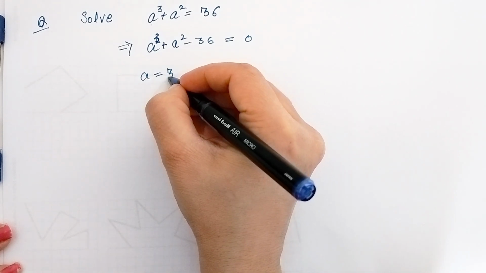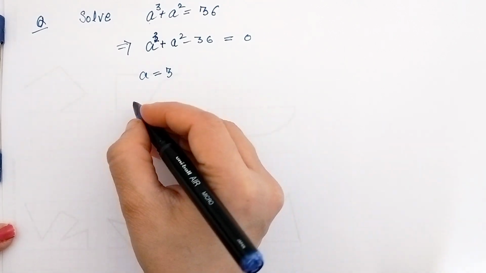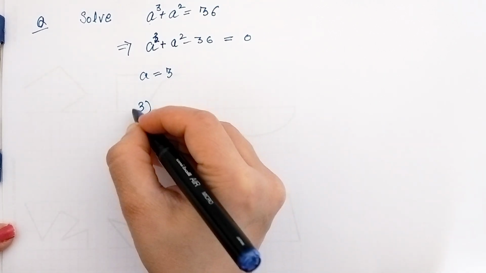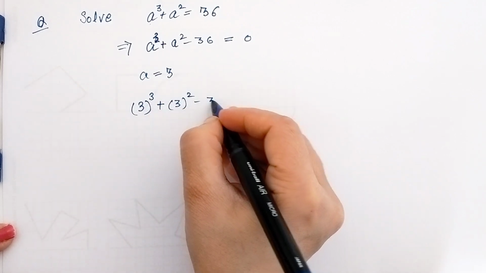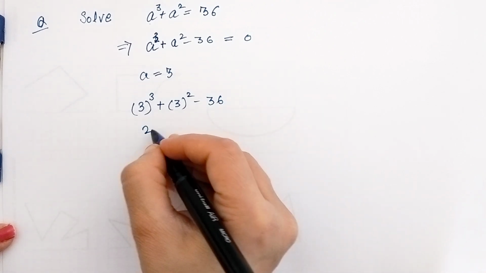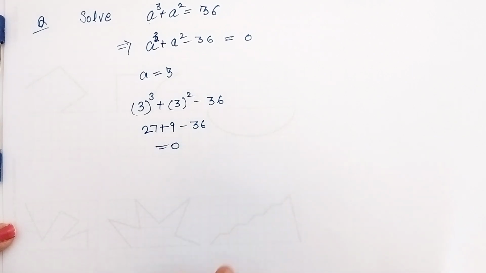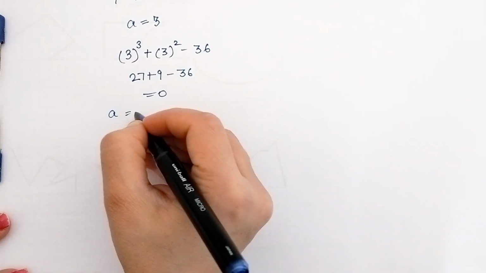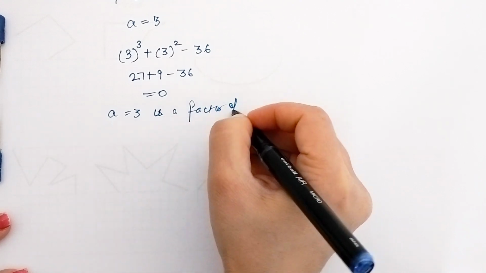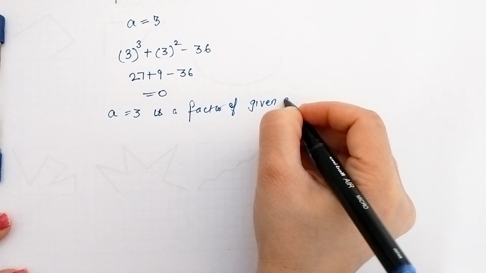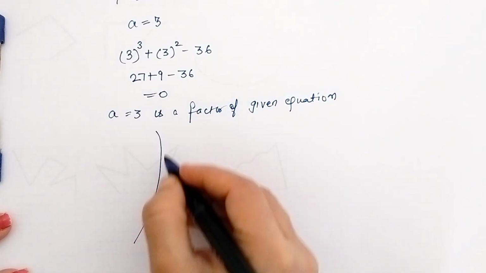So here if I try a is equal to 3, because I know this is the factor of this term. So what will I get? This will be 3 raised to power 3 plus 3 raised to power 2 minus 36. This will be 27 plus 9 minus 36 and equal to 0. That means a equal to 3 is a factor of the given equation.